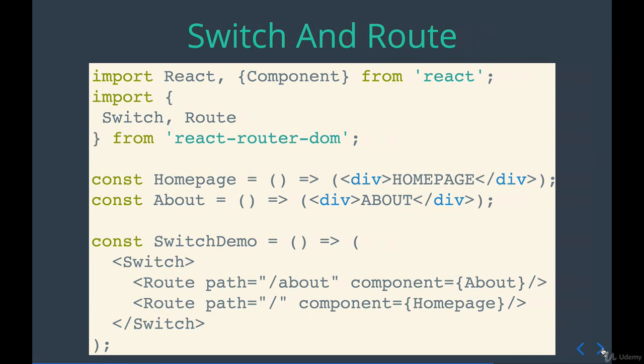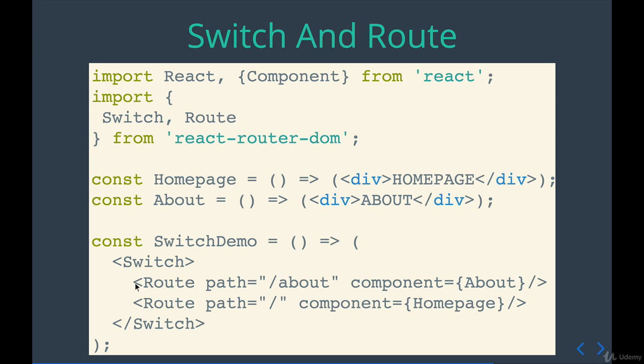So once we have Router set up, the next question is how do we conditionally render something based on the URL? Well, in this example, we have two components, these stateless functional components called HomePage and AboutPage. And we have this SwitchDemo component that conditionally renders either this AboutPage or this HomePage, depending on the current state of the URL. So the Route component conditionally renders the component mentioned here as long as this path matches the current URL.